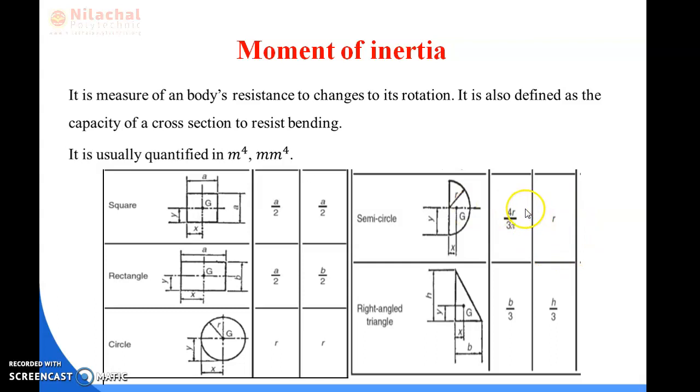Similarly, in the right angle triangle, the center of gravity along the x-axis is this portion, which is your base by 3, one third of the base. So here it is written b by 3. As well, in the y-axis it gives the value of one third of h. Here it is written that in the y-axis you get the center of gravity value h by 3.